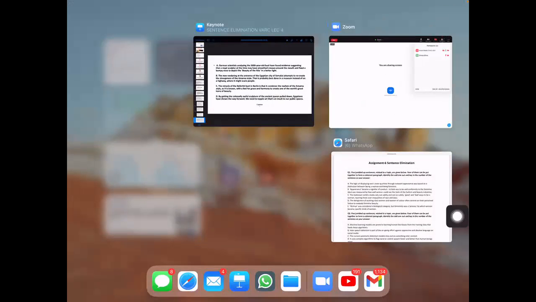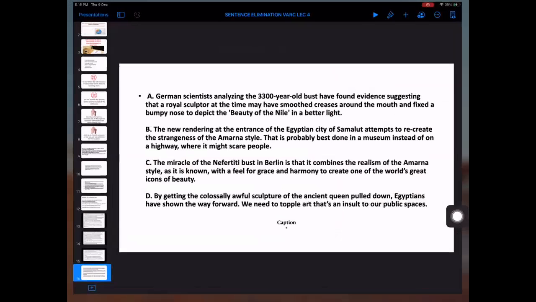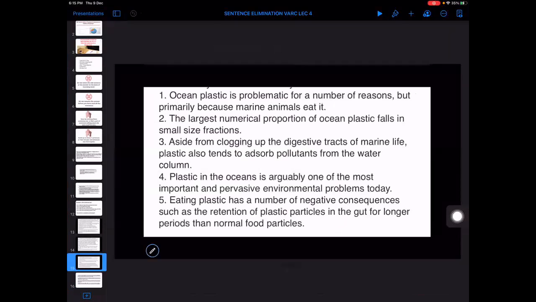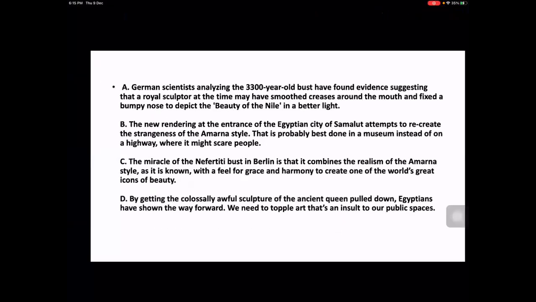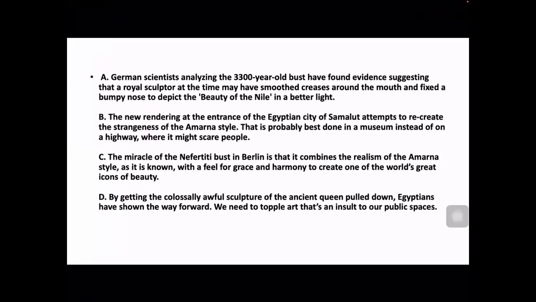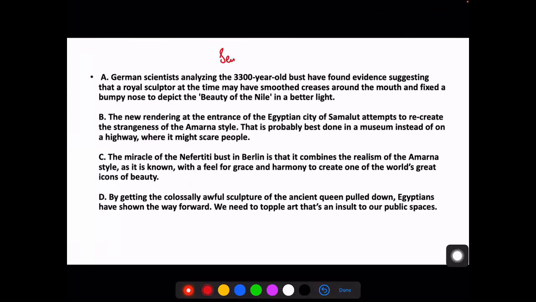So yesterday we were on this exercise. We have completed the ocean plastic example, and now let's start with our German scientist example. I will explain it again to you, right? So we were on sentence elimination yesterday.